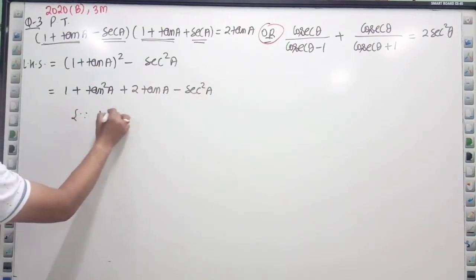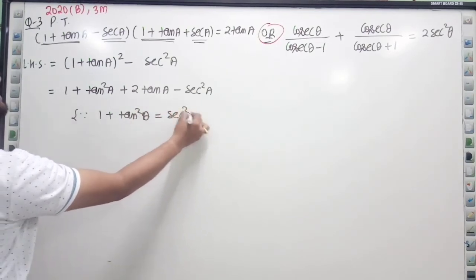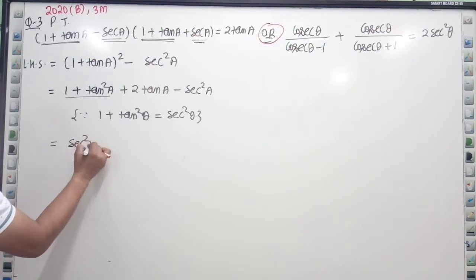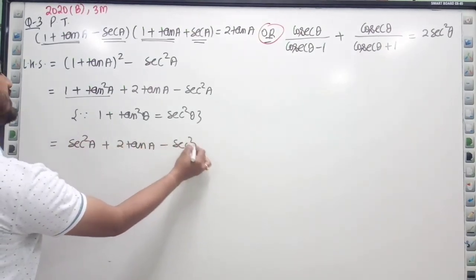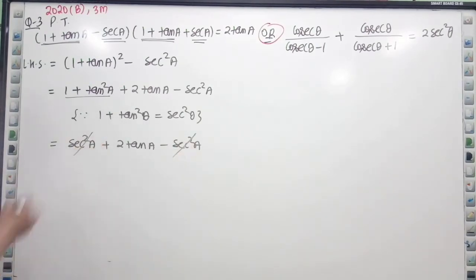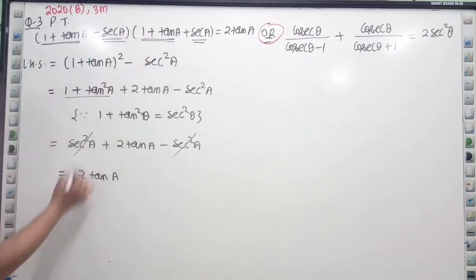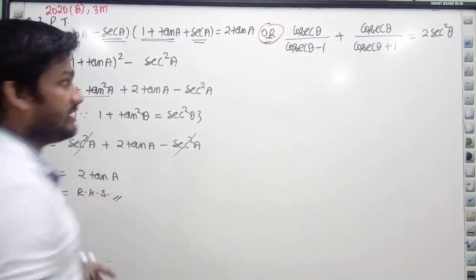Now do I know the identity 1 plus tan square theta, what is it? Sec square theta. So in place of 1 plus tan square, I am writing sec square a plus 2 tan a minus sec square a. This sec square a will be cancelled out and I will be having 2 tan a left, and that is what I need to put in the RHS, hence proved.